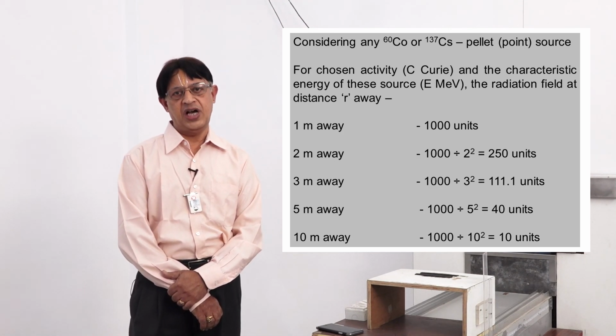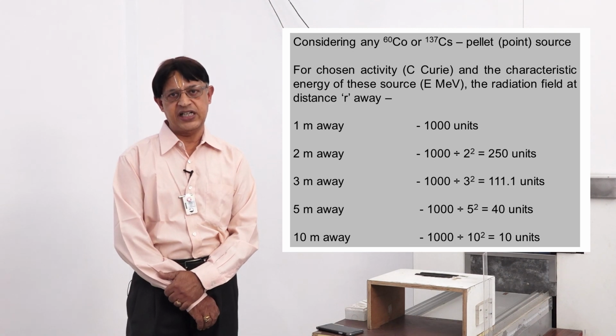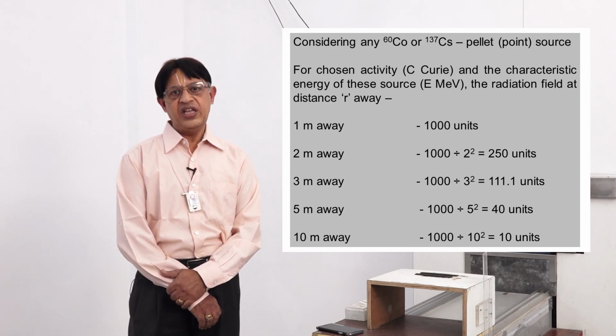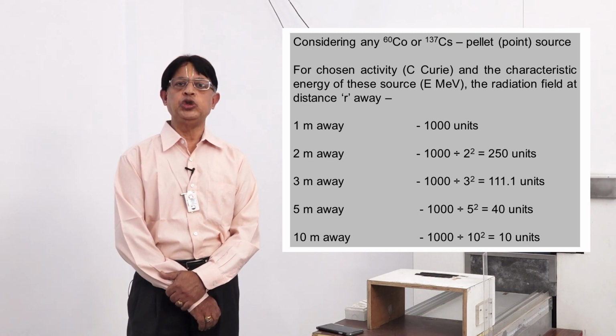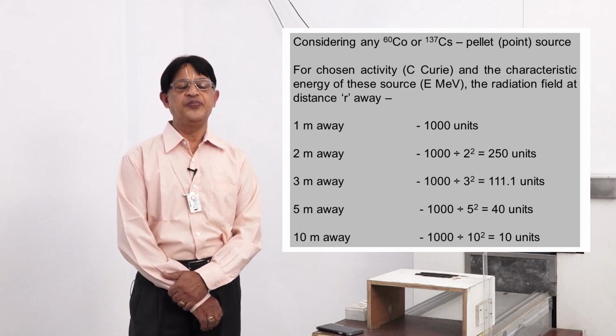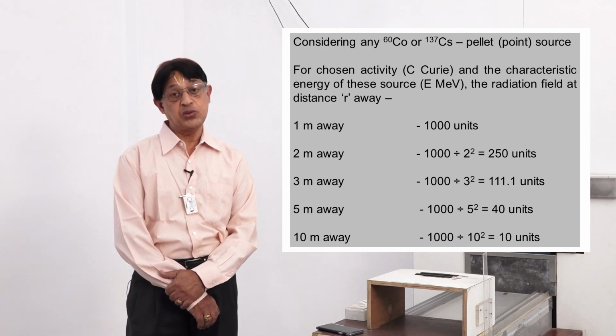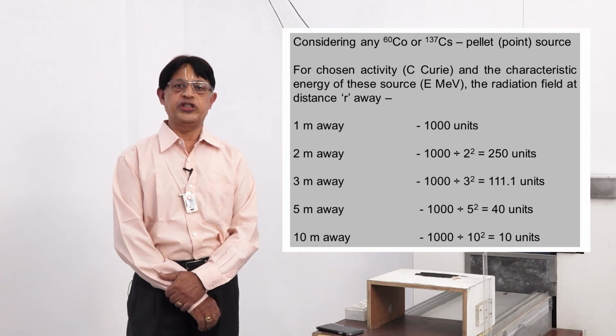So 1000 mR per hour, which was registered at 1 meter distance, when we carry out the measurement at 2 meter, it should be 250 mR per hour. That is what we have seen during the course of the experiment.